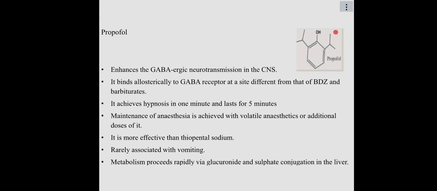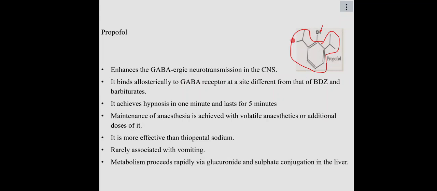This is the structure of propofol. You have a hydroxyl group there. Again, you can see this molecule has very high lipid solubility. And as we have seen, it's only this small portion there that is giving it some water solubility for purposes of distribution. Enhances the GABA.